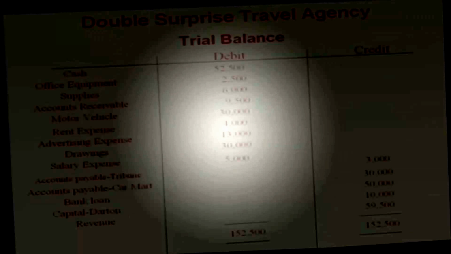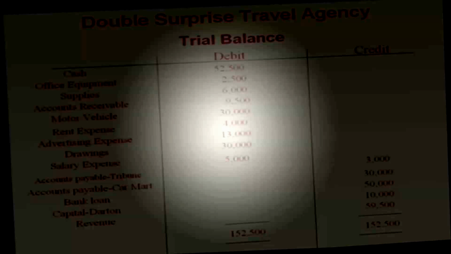Stop this recording now and try this. Once you're done, restart. If you have done it correctly, the left and the right should balance. So stop now and restart when you've done the trial balance. Are you done? Does it look like this? Here comes the answer. The left totals 152,500. The right totals 152,500. So you did everything perfectly.